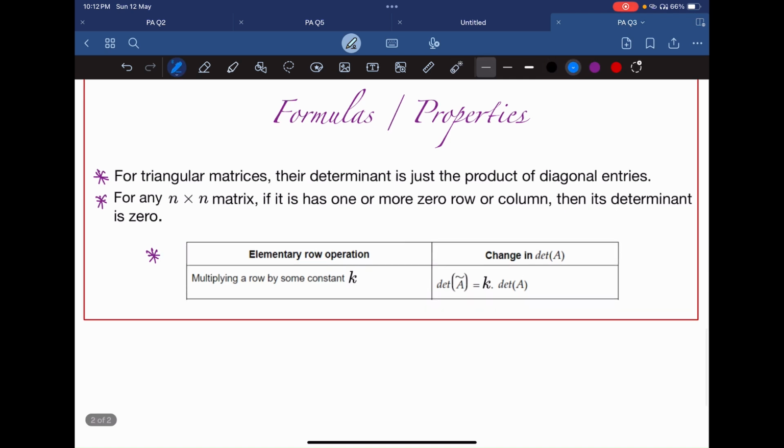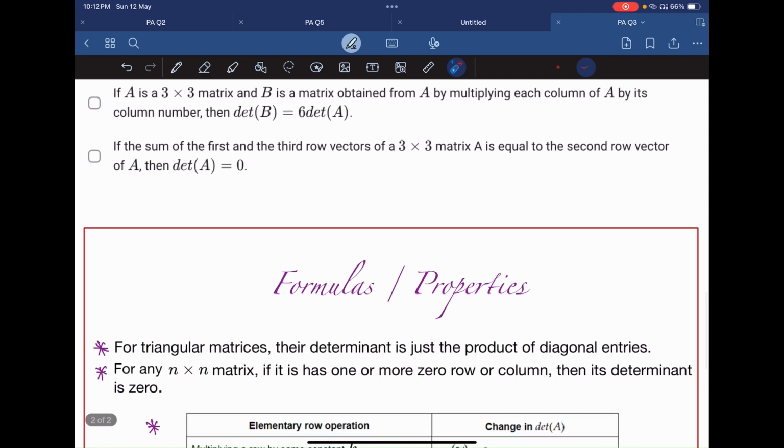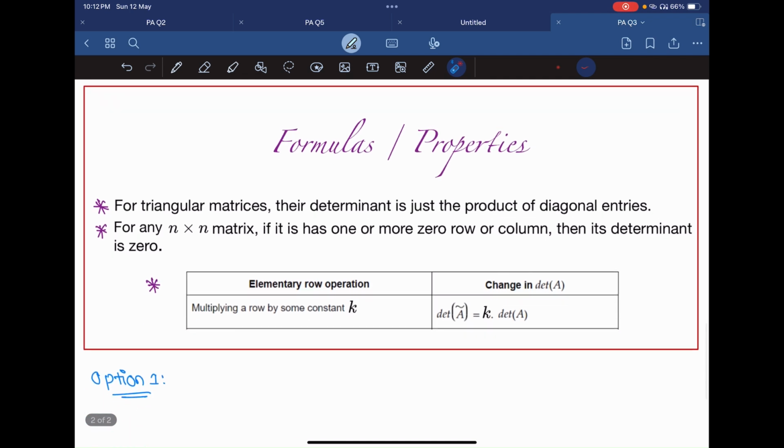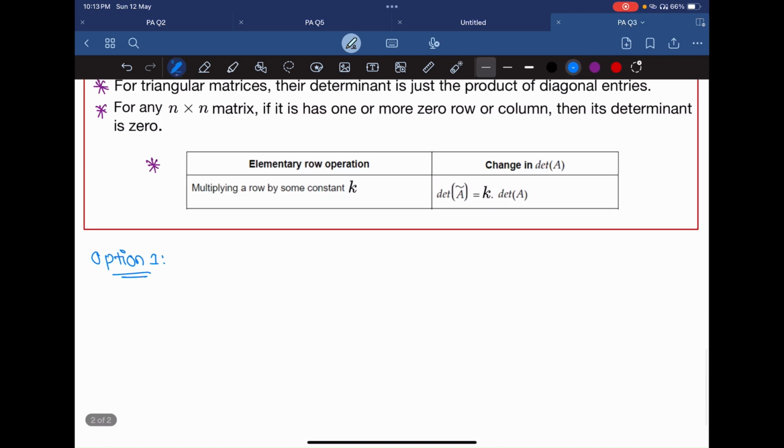So option 1. Option 1 says a triangular 3 cross 3 matrix has non-zero determinant if and only if all the diagonal entries are non-zero. We have one property of determinant that says for triangular matrices, their determinant is just a product of diagonal entries. That means, let's say we have one triangular matrix A whose diagonal entries are, let's say, A, B, and C, and consider this is a triangular matrix.